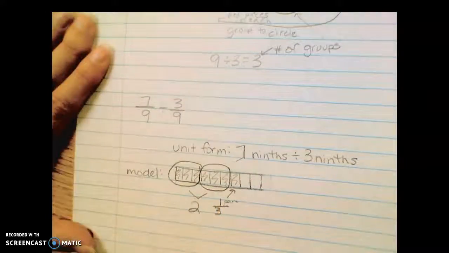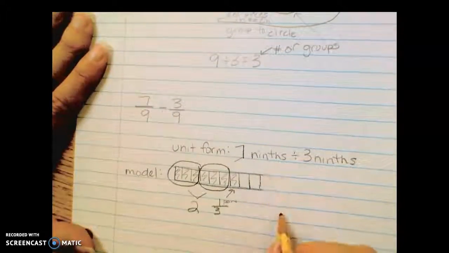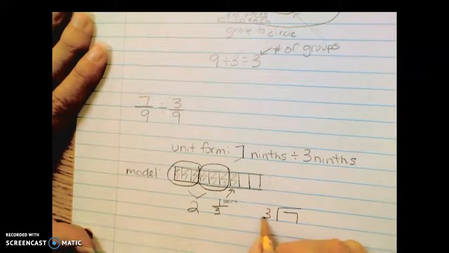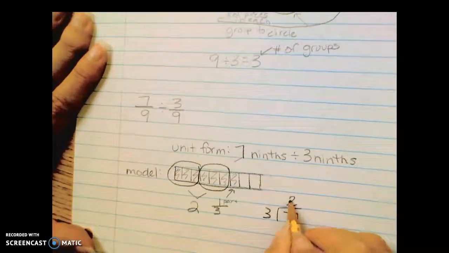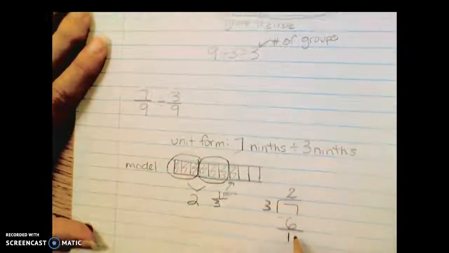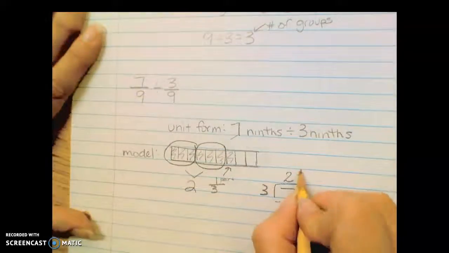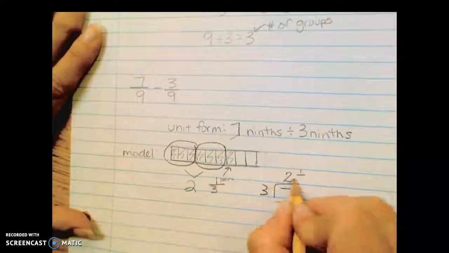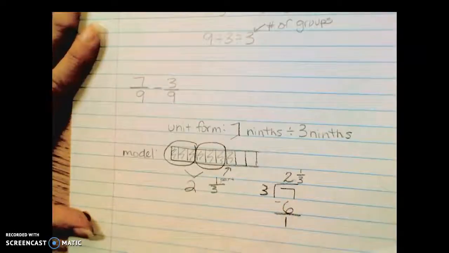You can also do this computation-wise. 7 divided into 3. 3 goes into 7 2 times. 2 times 3 is 6. Subtract. I have 1 left over, but we don't do remainders anymore in 6th grade. We put the 1 up here, and then the 3 becomes your denominator, 1/3.